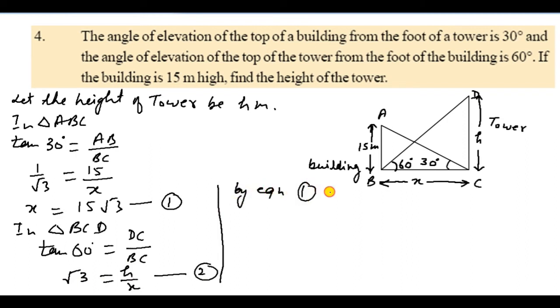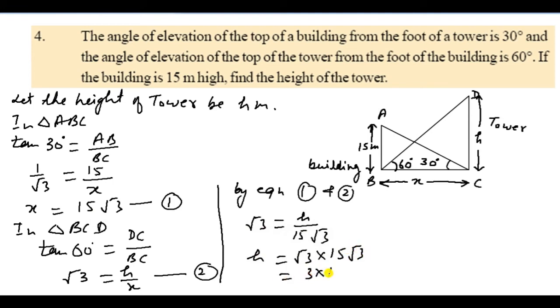By equation first and second, put the value of X in this. So under root 3 is equal to H upon X is 15 root 3. So it is 15 root 3. Do the cross multiplication. So H is equal to root 3 into 15 root 3. So that becomes 3 into 15 and that is 45 meter. So height is 45 meter. That is your answer.